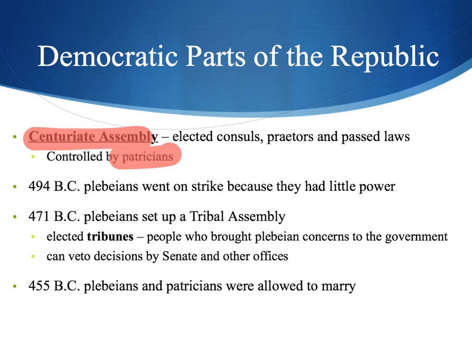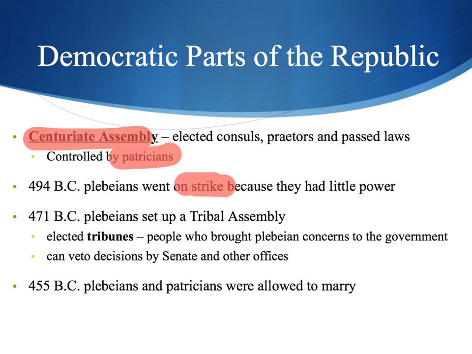Now, if you notice on the slide, from 509 BC to 494 BC, there was no assembly that the plebeians could really participate in. So they did have a right to vote, but they didn't really have any assembly to go and use that right. So in 494, the plebeians went on strike.